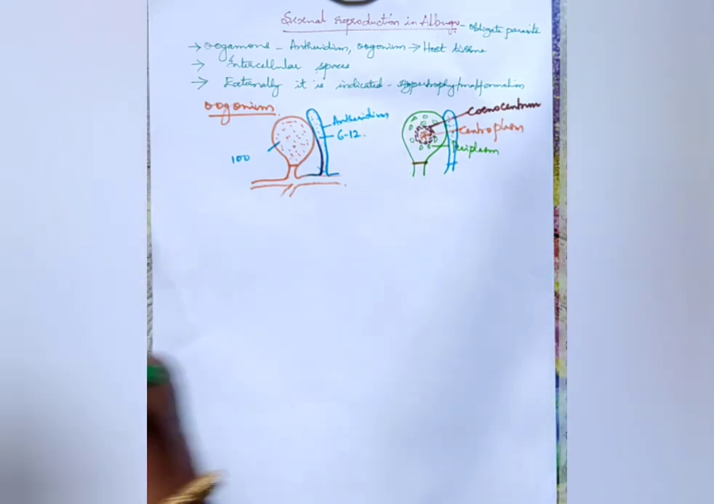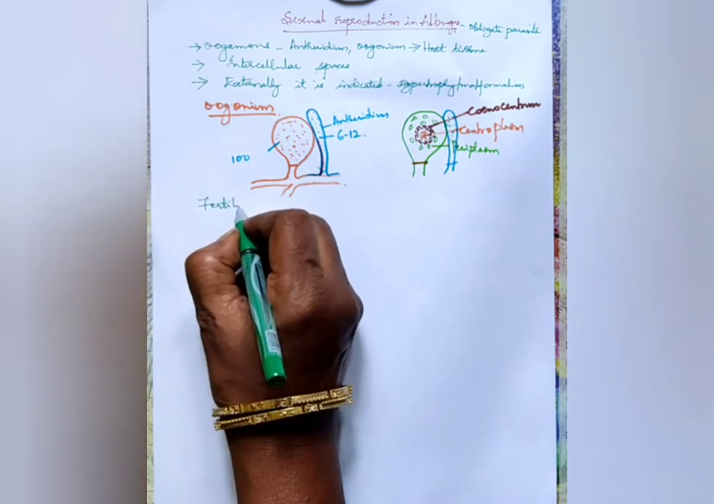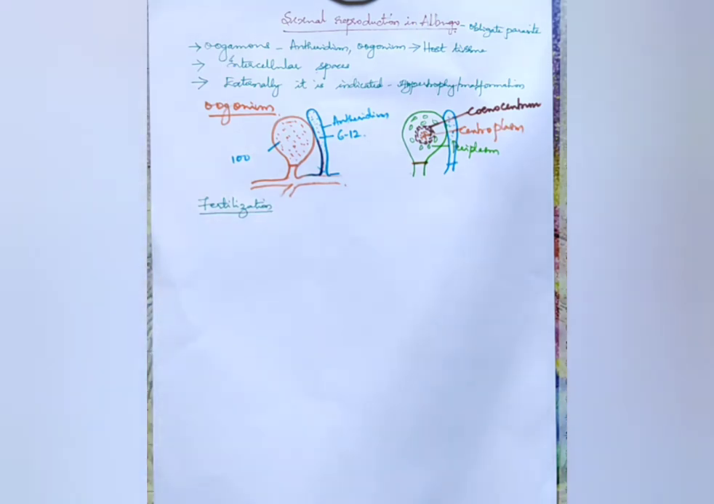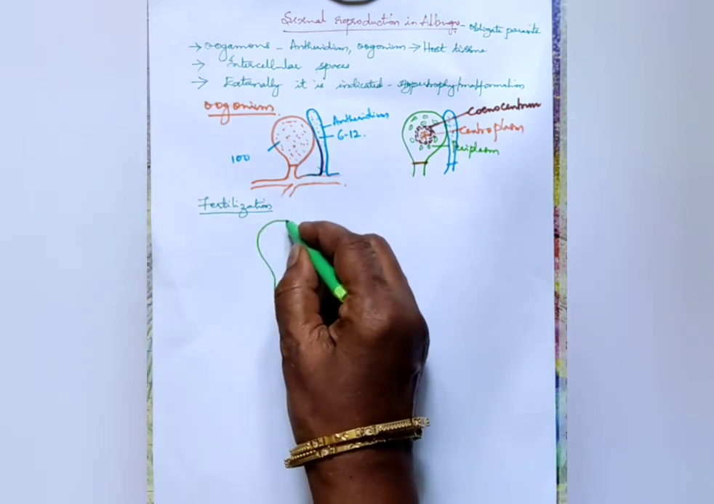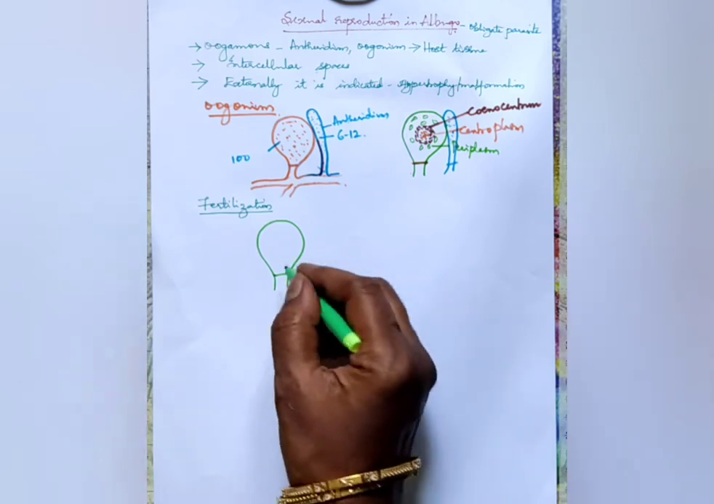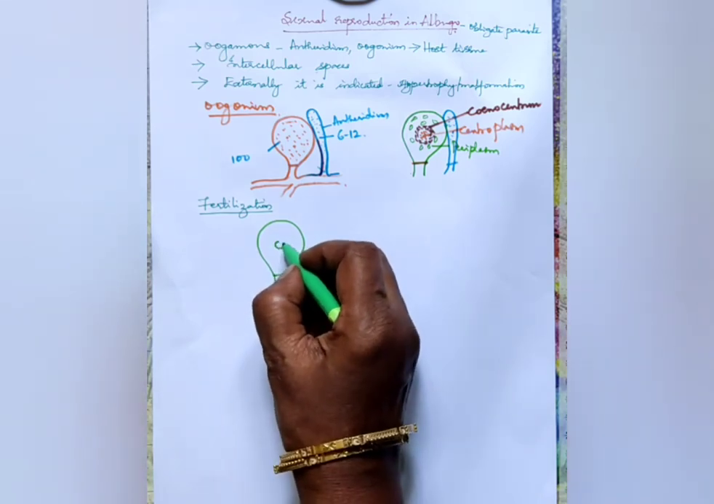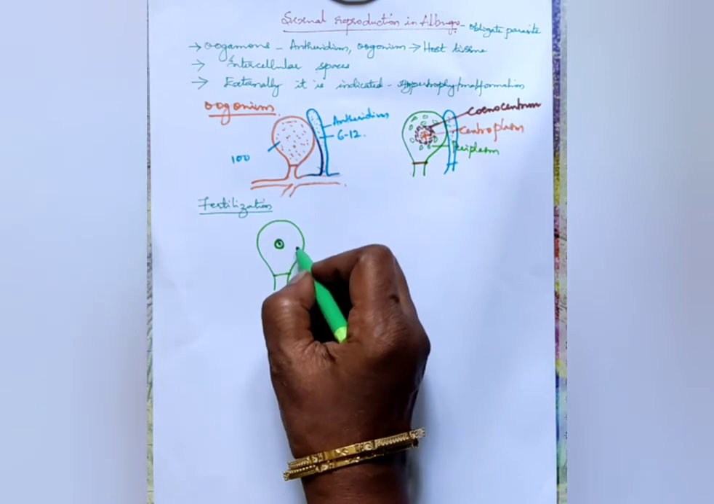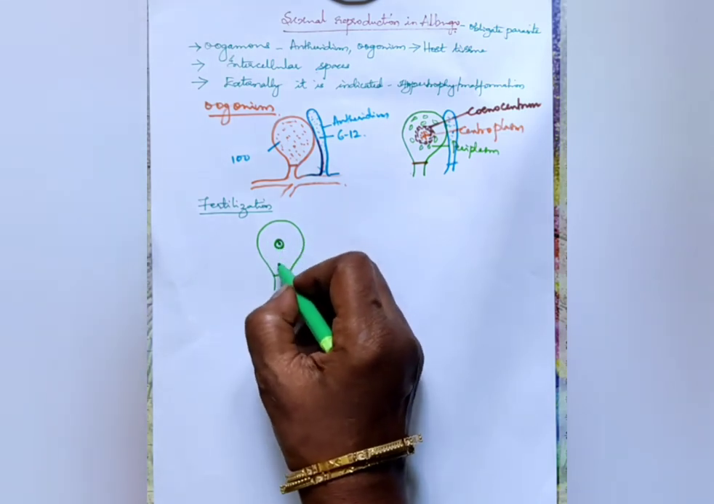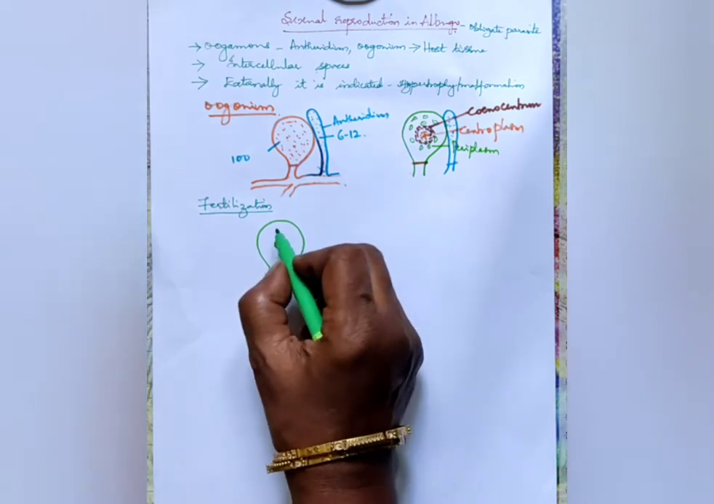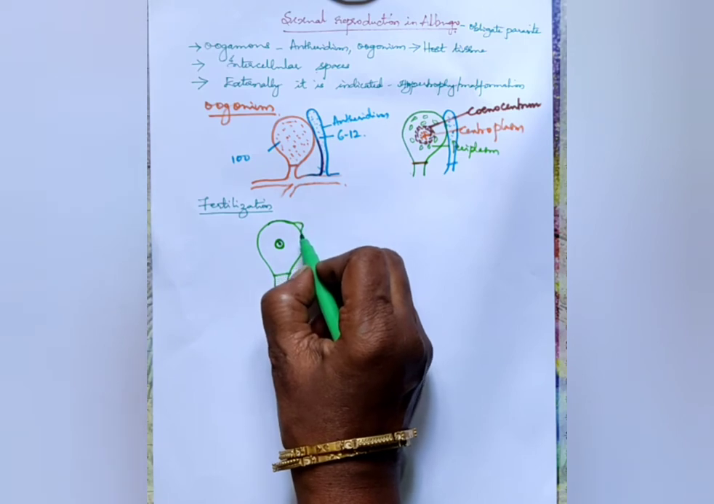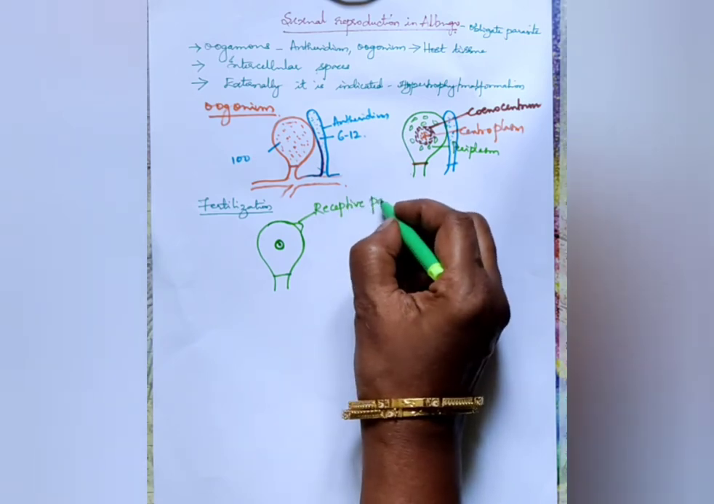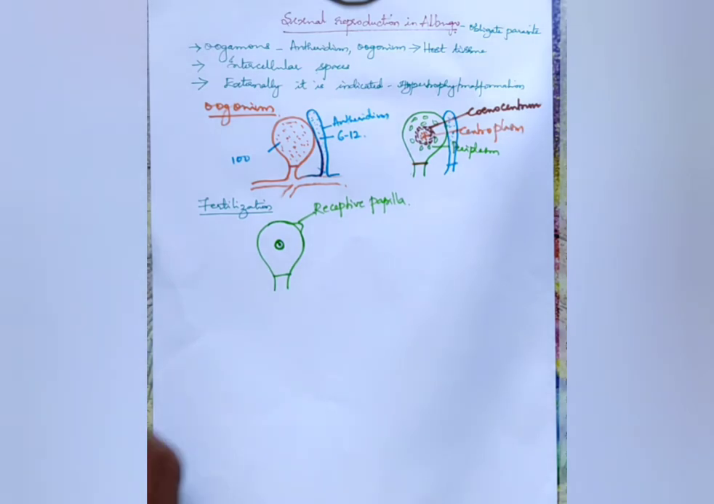Now let us study fertilization, how it takes place. During fertilization, what happens? In the oogonium, a number of nuclei are present. But at maturity only a single nucleus in the center remains, and the other nuclei present in the centroplasm as well as in the periplasm degenerate. At this time, it produces a small papilla-like outgrowth, which is called the receptive papilla, that is the receiving spot.